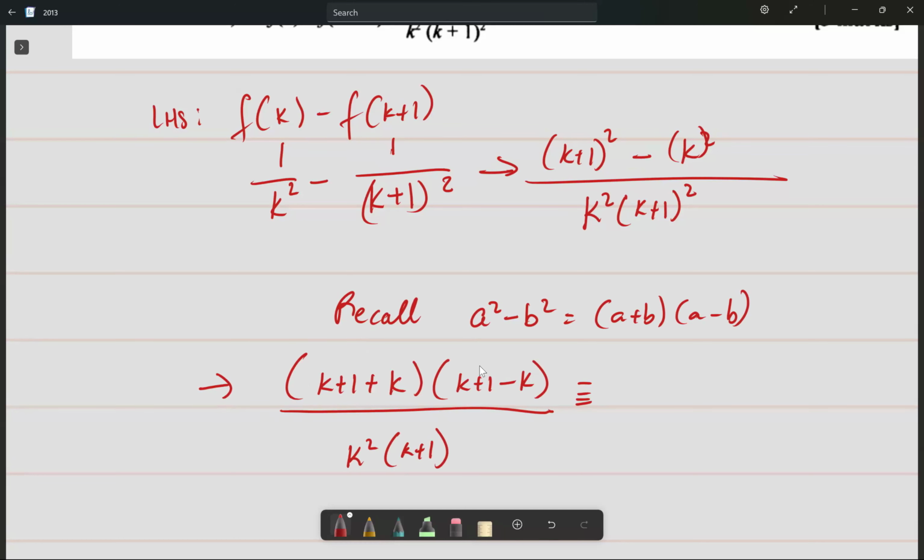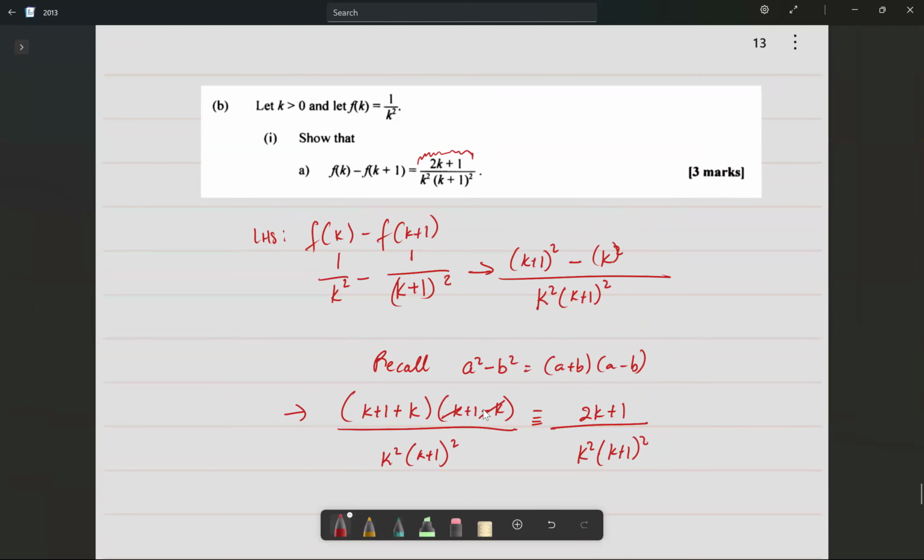The final answer then is that this k cancels this k. This is 1, that's 2k plus 1, all upon k squared times k plus 1 all squared. This is missing a square. Okay, that is the right-hand side. Any issues with that question? Good at that one, right? Right-hand side. Okay.